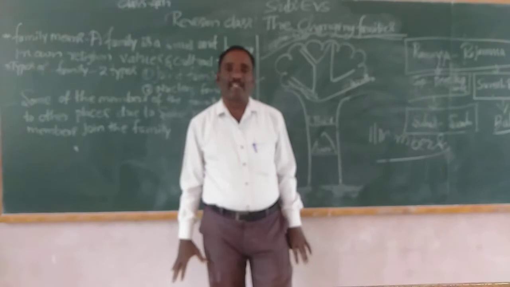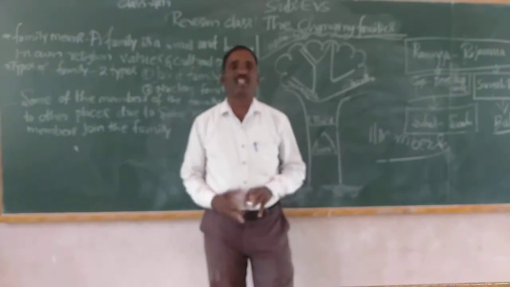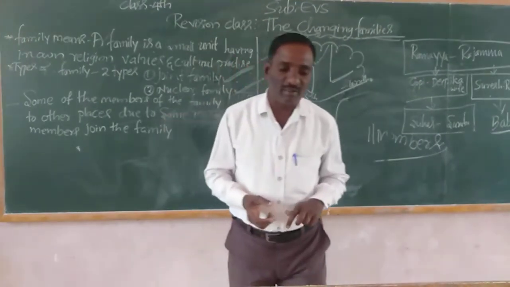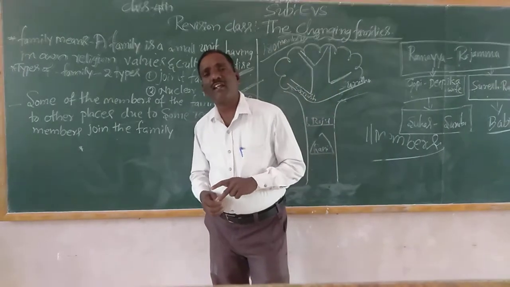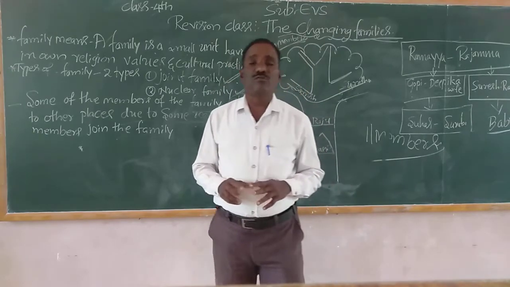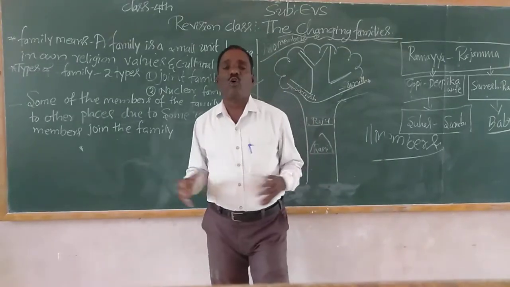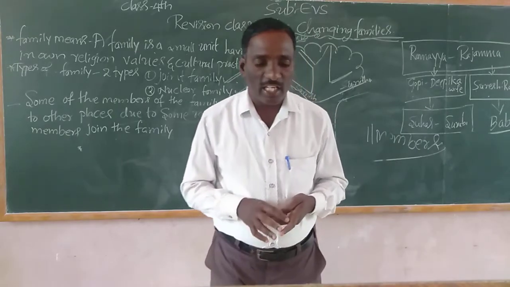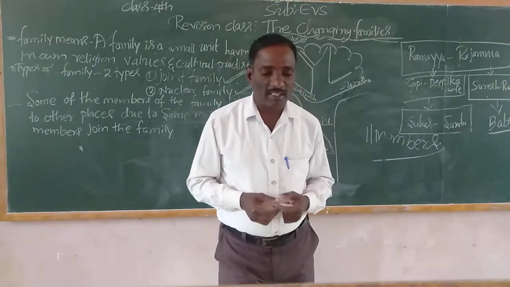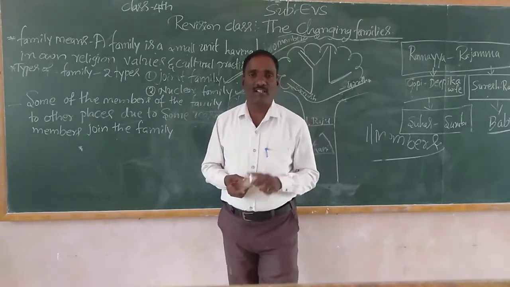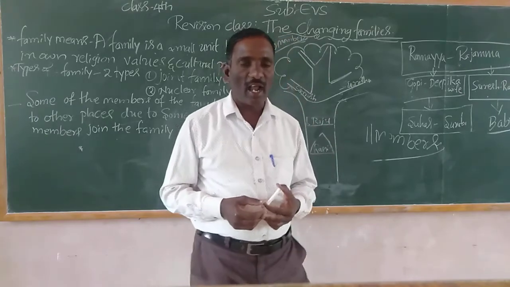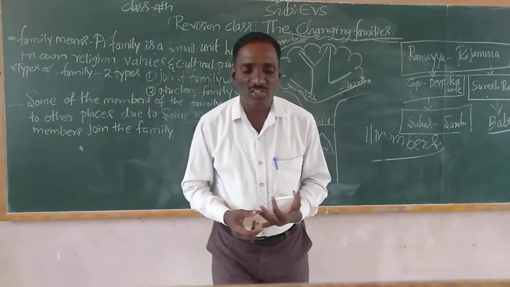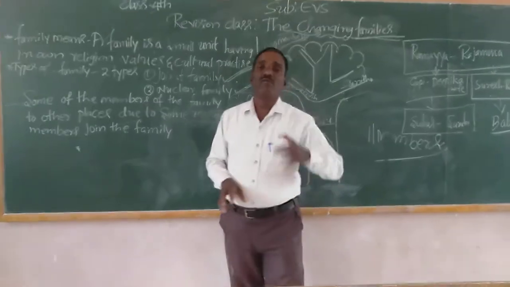For so many reasons, in modern days, big families divide into small families. The reasons are misunderstanding among the family members, lack of cooperation, non-cooperation, inequality, and work distribution, the lack of work distribution and new recruitments. So for many reasons in modern days, a big family changes into a small family. It is called a nuclear family.